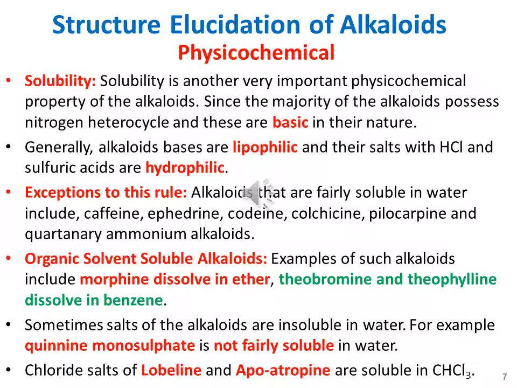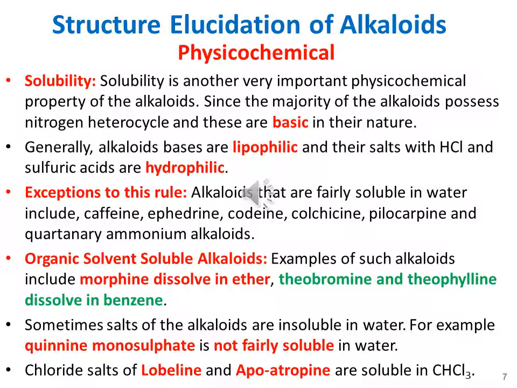Some alkaloids are soluble in organic solvents. Examples of these alkaloids include morphine dissolved in ether, and theobromine and theophylline dissolved in benzene. Sometimes salts of the alkaloids are insoluble in water. For example, quinine monosulfate is not fairly soluble in water.